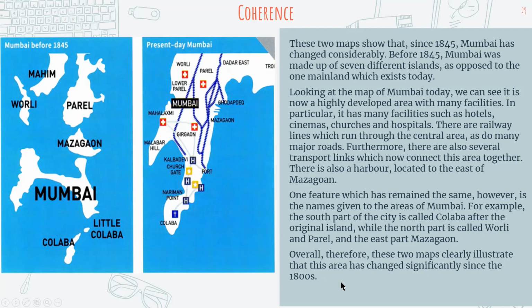So this is how you build your map question. You start with your introduction, then your overview. You write maybe one paragraph about the changes and one paragraph about what remained the same. Then you end your report with the conclusion.